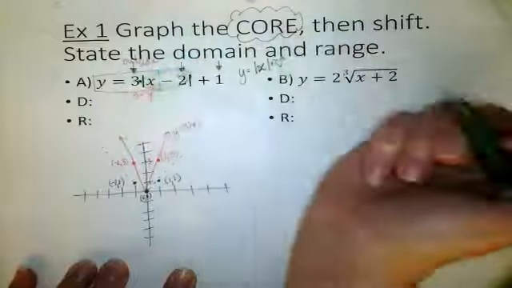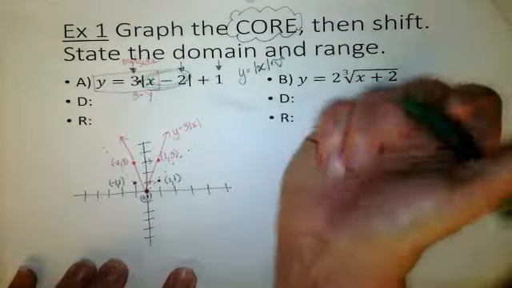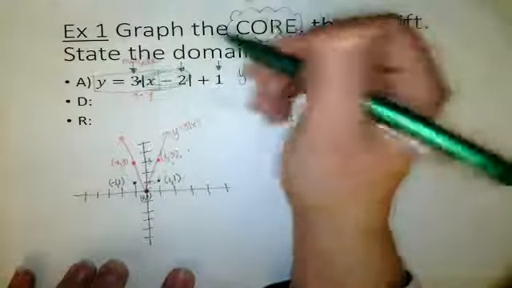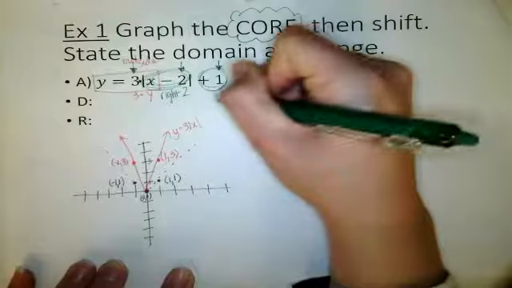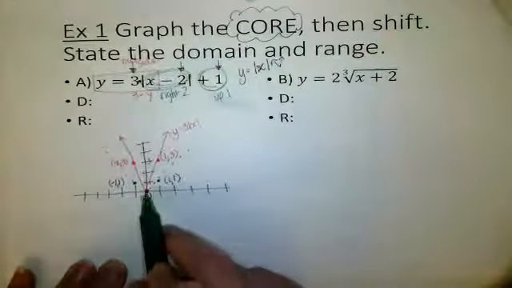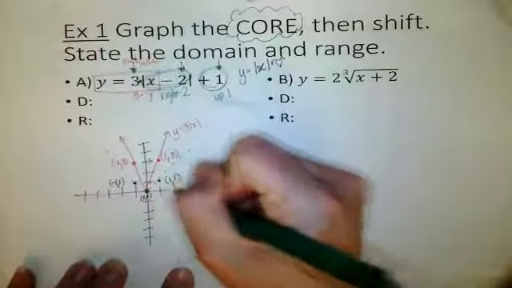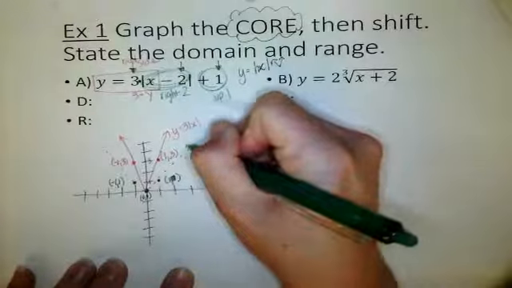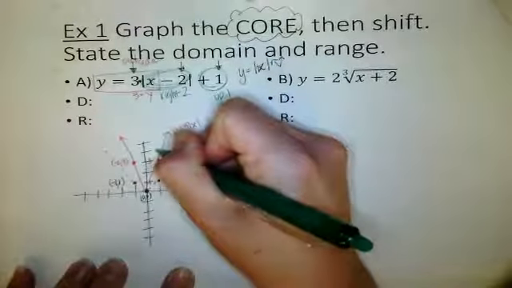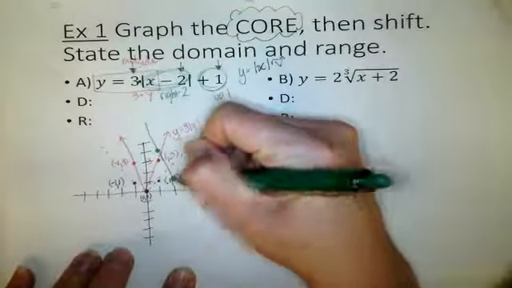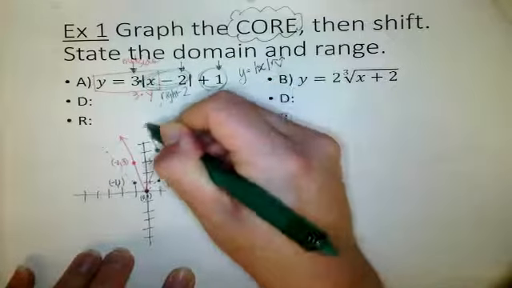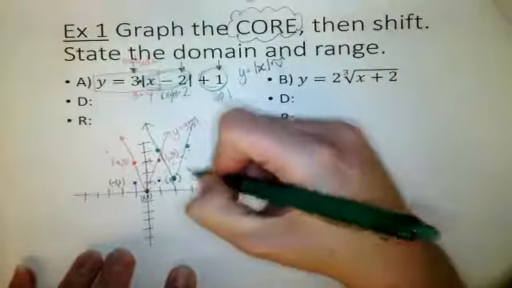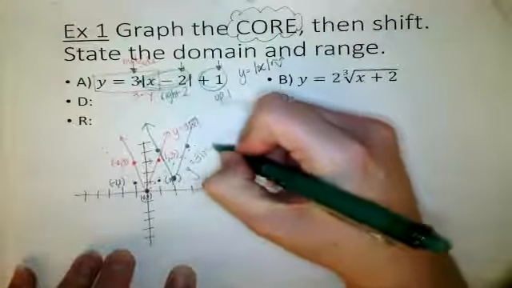So now I'm going to take my red function, and what does x minus 2 do to that function? Moves to the right 2 units, and the plus 1? Up 1. So I'm going to take my red function, and I'm going to go right 2 and up 1. Right 2, up 1. Right 2, up 1. And so this is our actual function, y equals 3 times the absolute value of x minus 2 plus 1.